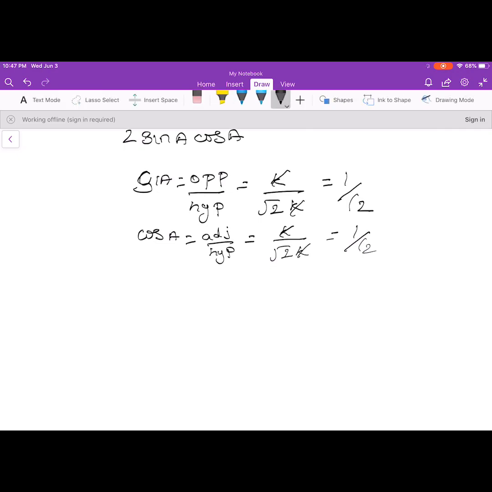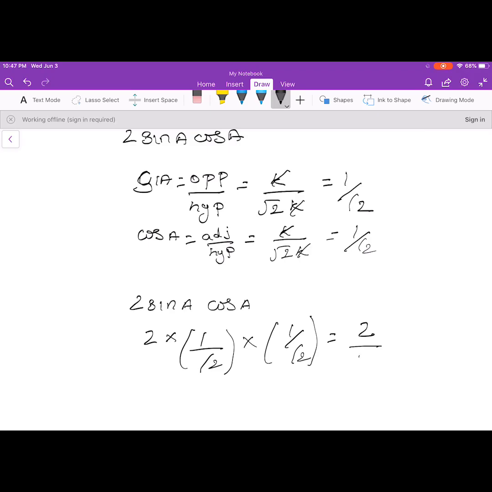So 2 sin A cos A is 2 multiplied by sin A, which is 1 by root 2, and cos A is also 1 by root 2. That is equal to 2 divided by root 2 into root 2, which is 2. So 2 by 2 is equal to 1. Hence we are saying 2 sin A cos A is equal to 1. Hence we have proved our sum. Next we will see example 5.